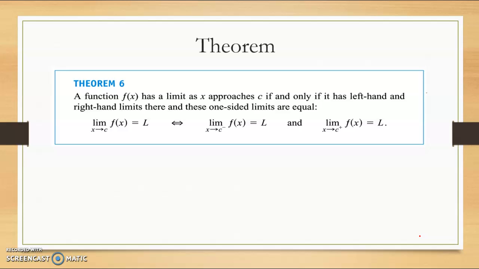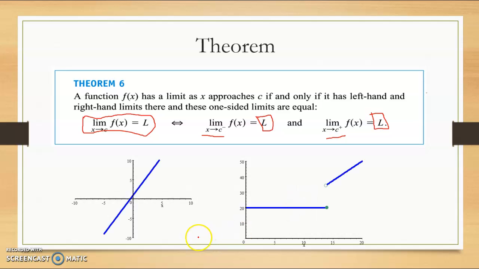Now, the theorem. How do we denote the limit theorem? If we want to say that for the function f of x at c the limit exists, you have to check both limits, what happens to the left and the right. If you get the same value, then only can we conclude the function also gets the same value L. If you get two different values, then you can say the limit does not exist.